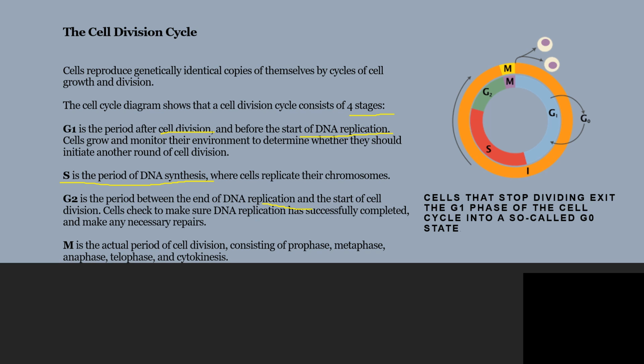As you can see here in this diagram, G1 is the period after the cell division and before the start of DNA replication. S is the period of DNA synthesis. G2 is the period between the end of DNA replication and the start of cell division. Whereas M is the actual period of cell division. Also, cells that stop dividing exit the G1 phase of the cell cycle into a so-called G0 state.